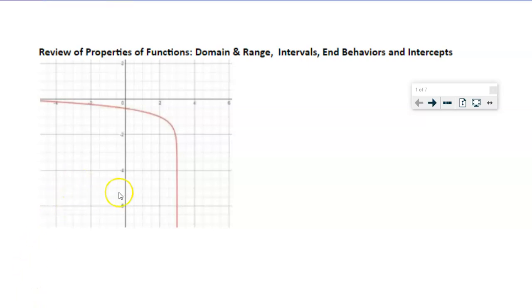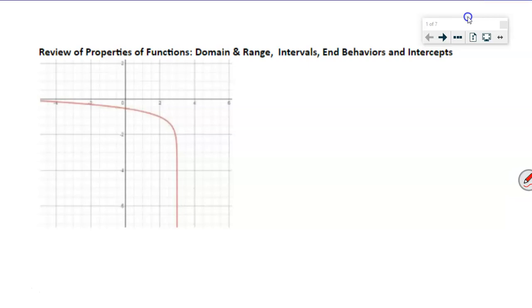So in this video, I'm going to go over the review of the properties of functions that we went over in class today. So first of all, we want to find the domain and the range of this function. Domain is, let's just say this up here, all the x's, and the range is all the y's. So we're looking at our domain in this particular graph.